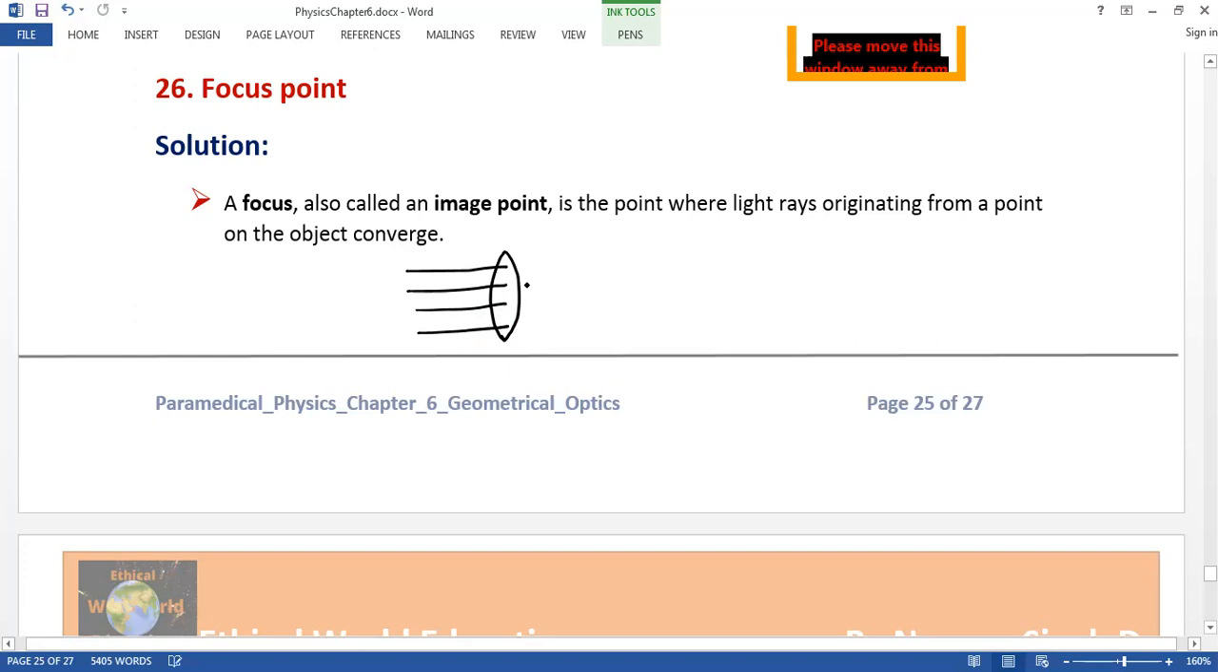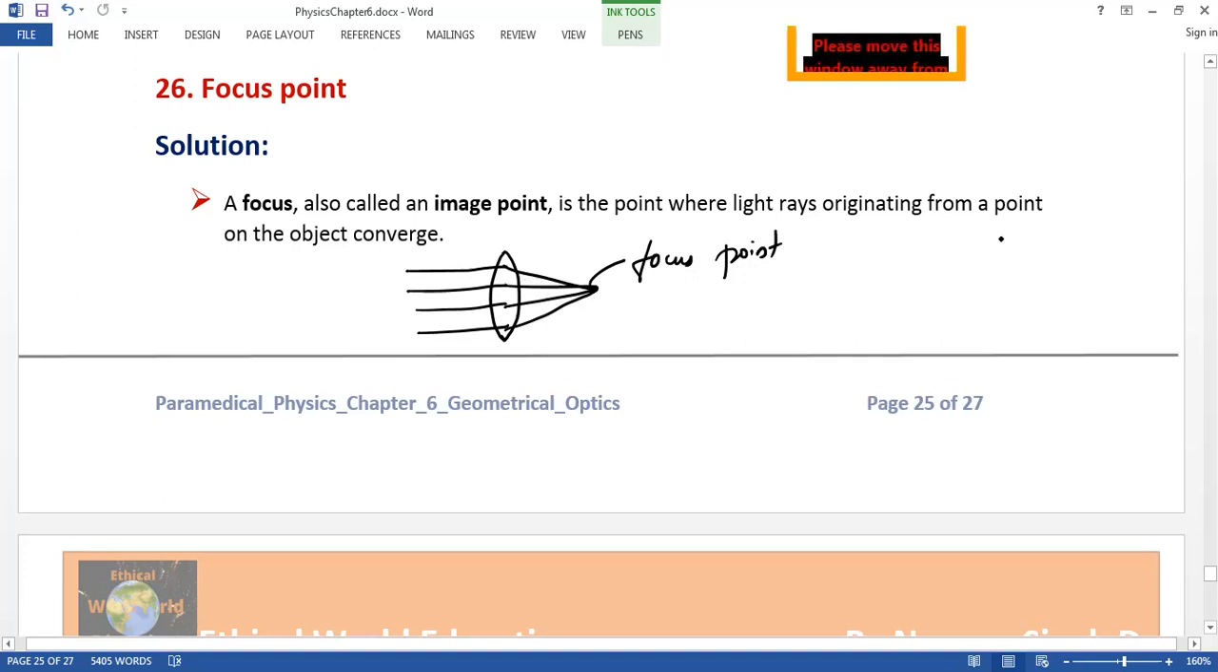When parallel rays pass through a convex lens, they all reach a particular point. This point is called the focal point, or focus point. At this focus point, all the parallel rays converge in the convex lens.